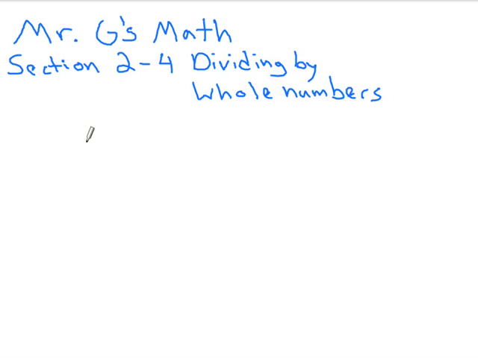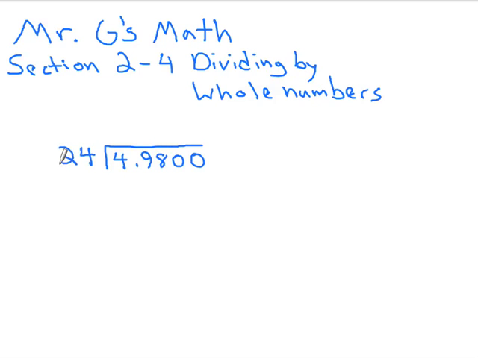Today we're going to work on section 2-4, dividing by whole numbers. The example problem we're going to do has a divisor of 24, and our dividend is 4.9800. Okay, so like any division problem we've done before, we're going to figure out how many times we can divide.